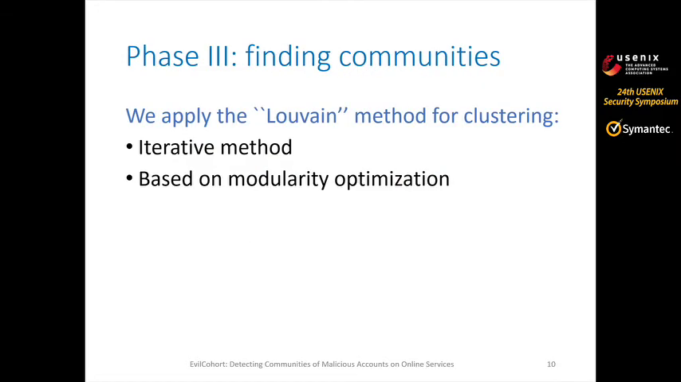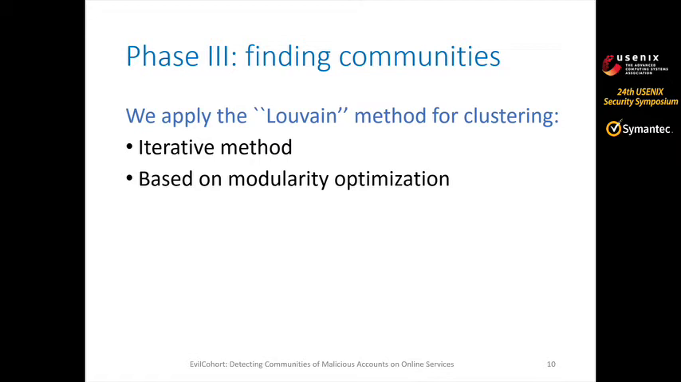And then we apply community detection. So we apply the Louvain method, which is a clustering method to detect communities on this graph. And an additional measure that we introduce is a way to basically prune false positives.